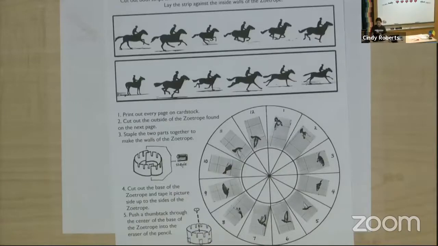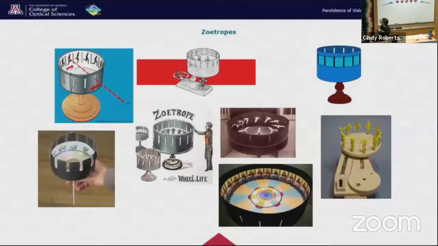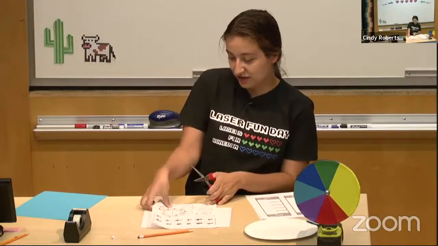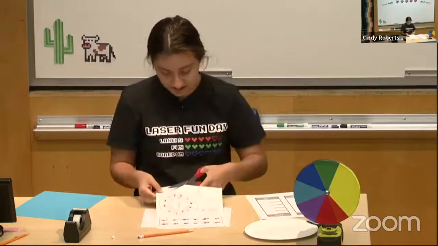Actually, first let me show you what it's gonna look like. So these are all different pictures of zoetropes. It's essentially just a disc with different pictures, and when it spins, it's gonna look like a moving image. Okay, so back to our printables. We're just going to take our scissors and cut out this base.